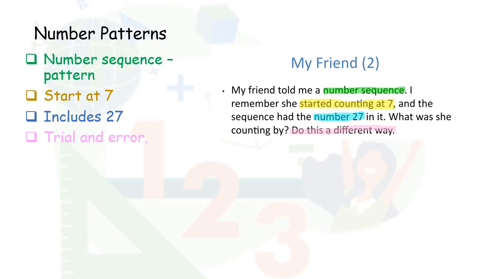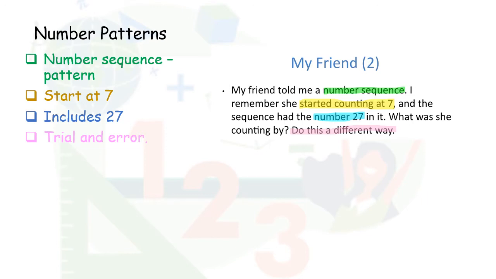So what did I do? Well, the first thing I did was I took the first third of that question and I used the highlighter and I picked out what was important. So my friend told me a number sequence. So I've written a number sequence. That's a pattern. I remember she started counting at 7. So start at 7. So I know where my pattern starts. And it's got to have the number 27 in it. Now, do this in different ways.